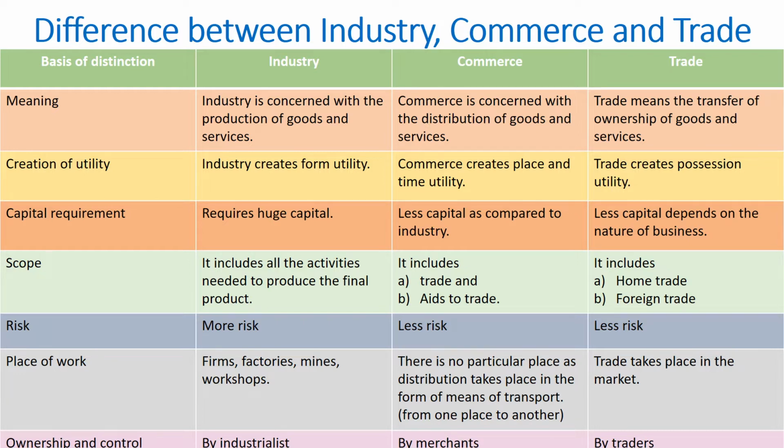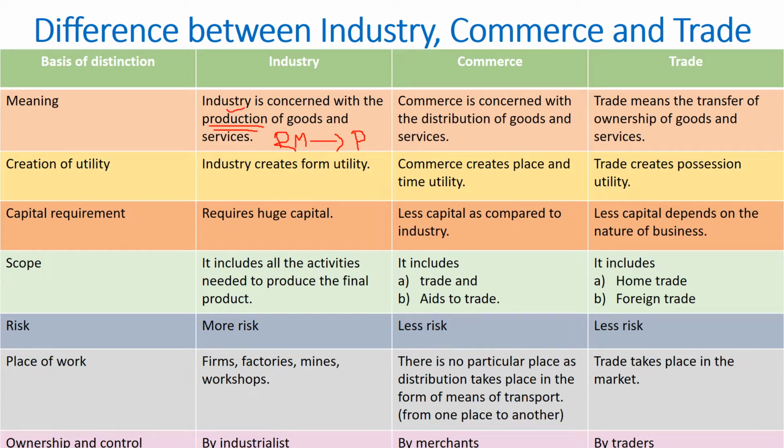The first point of difference is the meaning. Industry is concerned with the production of goods and services. As we have already discussed, the production side of the business activity is called industry. So industry is dealing with the transformation of raw materials into finished products. What the industry is doing is taking up the production side. So industry totally deals with the production of goods and services.